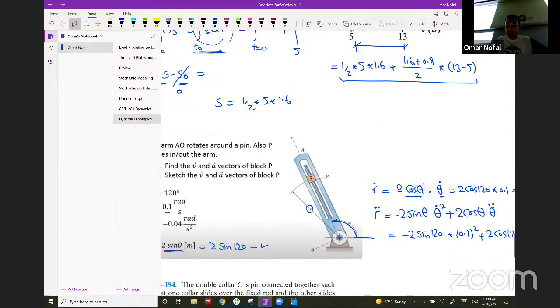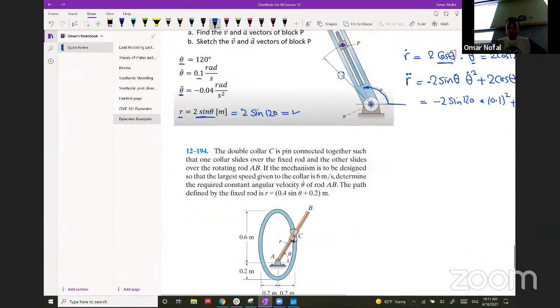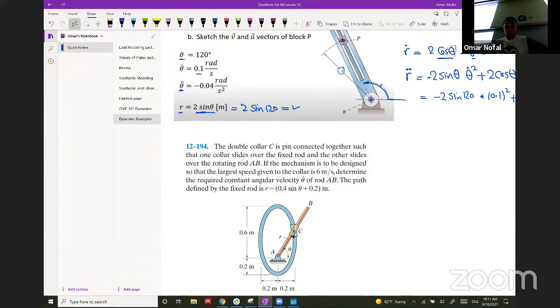I'm just giving you some insight into how r and theta could change. You have a rod like this and it's moving in a circular direction, with an r and theta, and the r of this particle keeps changing as theta is moving. And this is also another example. We might solve it next time.